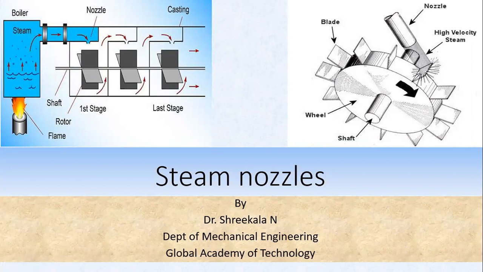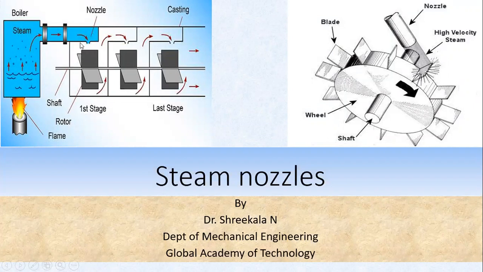Today, in this lecture, I'm going to discuss steam nozzles. Before getting into the details of the steam nozzles, let's see where these steam nozzles are used and their usage. In steam turbines, boilers are used to heat the water. The high pressure, low velocity steam coming out of the boiler enters the turbine through this nozzle.